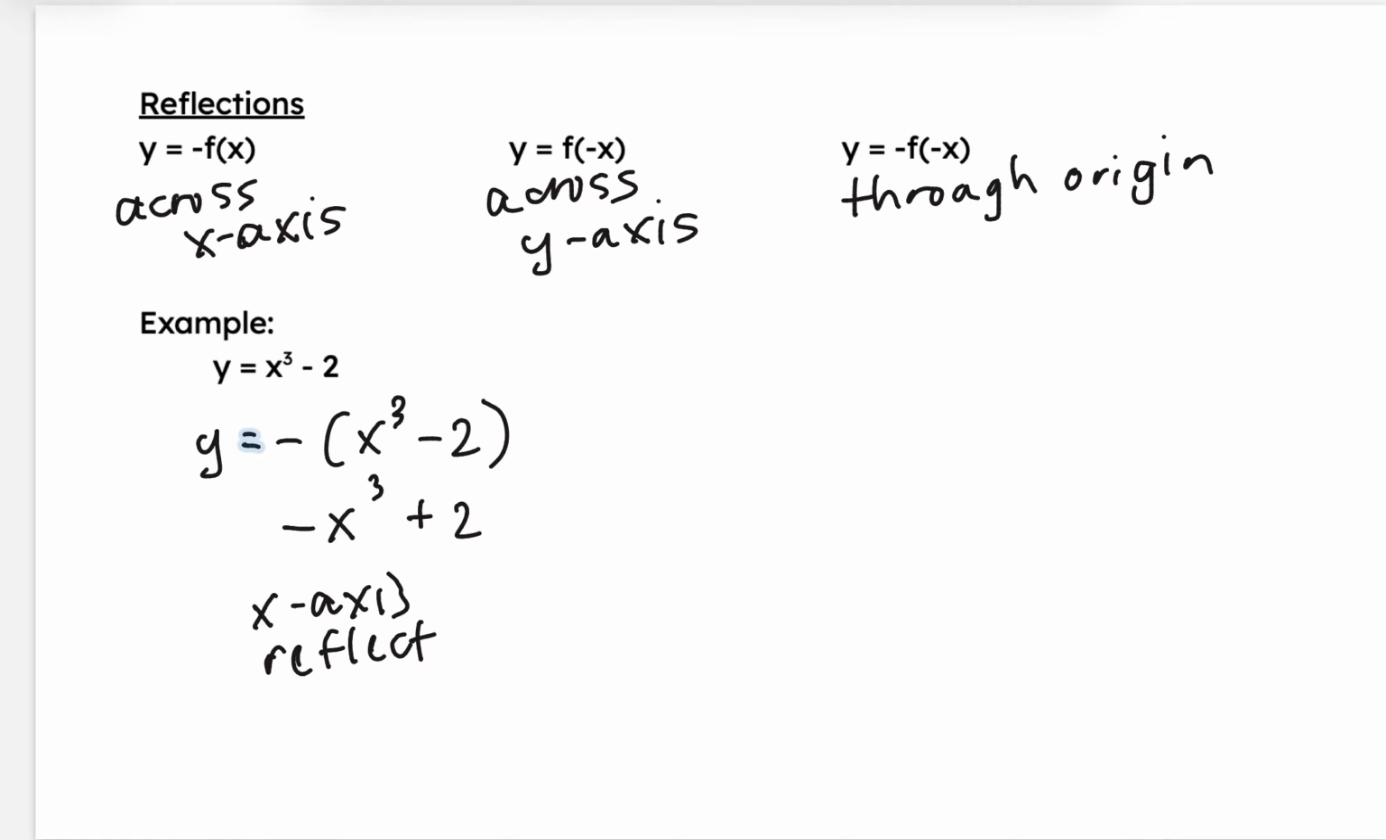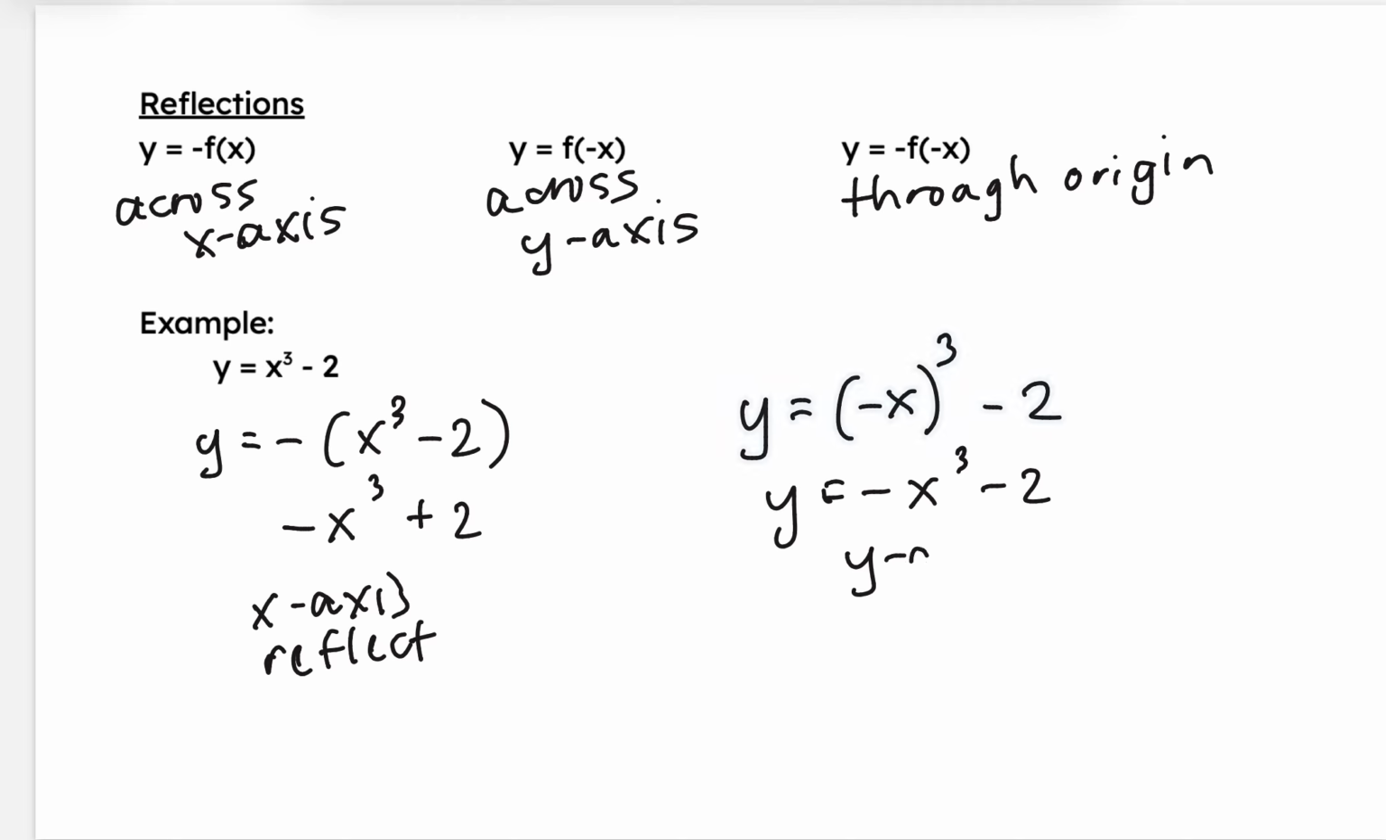Now, if we had across the y-axis, how that would look would be y equals negative x cubed minus 2. And how that's going to change is we think, okay, if we have a negative value cubed, it stays negative. So that would be negative x cubed minus 2. So that would be y-axis reflection. And if we look at both of those equations, we can see these are not the same. So we know that the placement of the negative is going to give us two different results.